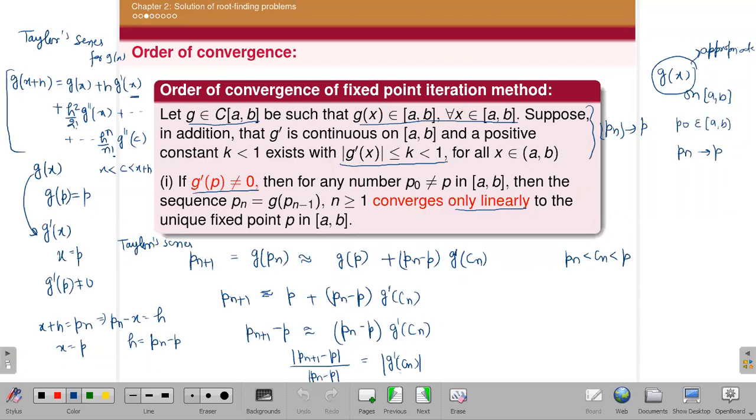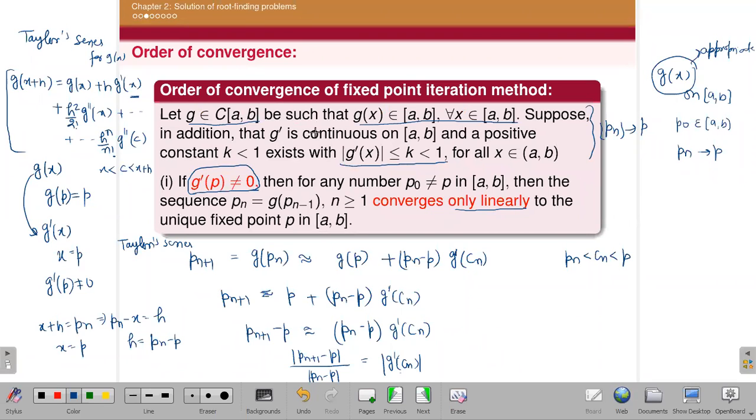Actually, here we have taken only one condition, g dash p is non-zero, and the rest of the conditions are the same as we have taken in the fixed point iteration. You all know that, na? Those are 3 conditions. By these 3 conditions, we know that g dash x exists and is continuous also.